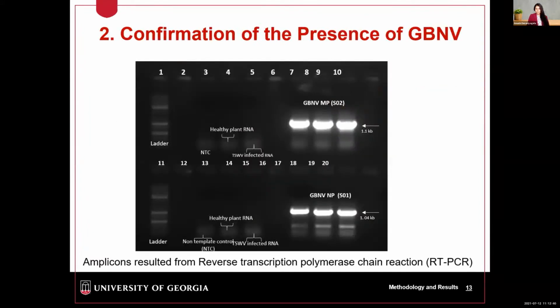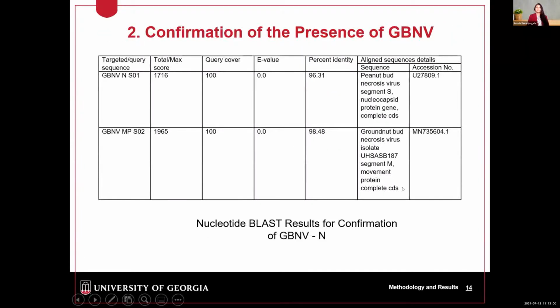After the sample collection, we had to confirm the presence of GBNV. First, I designed the primers targeting GBNV movement protein and GBNV nucleocapsid protein. We observed successful amplification, which resulted in amplicons. Then these amplicons were cloned and sequenced. With the help of these sequences and the nucleotide BLAST tool in GenBank, the presence of GBNV was confirmed.